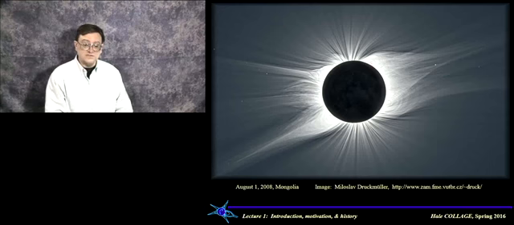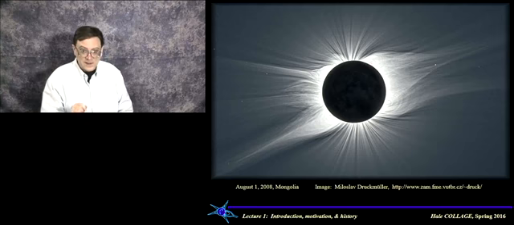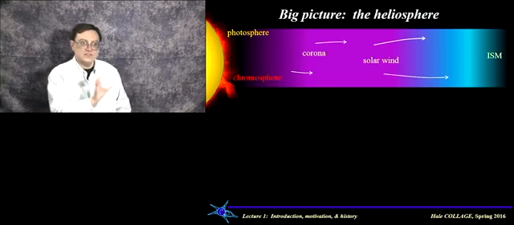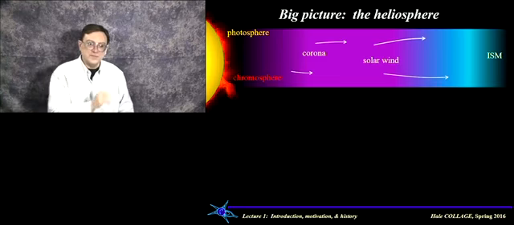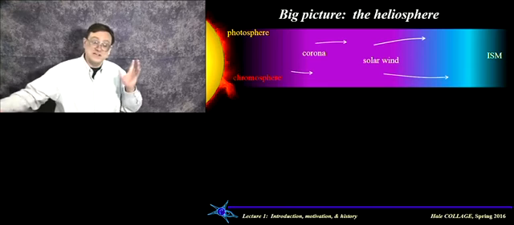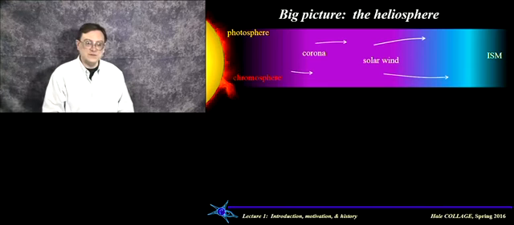This is an image taken by Miloslav Druckmuller, who has a wonderful website you can see there, and he's been doing eclipse observations for the past decade or so, and they just keep getting better and better at each eclipse. As far as the nomenclature goes, there's all these different regions from the sun all the way out to the interstellar medium that we give names to. In some ways, they're discretely defined. In some ways, they're ambiguously defined. For example, the extended corona and the solar wind sort of merge into one another. I'm just sort of showing a cartoon here.